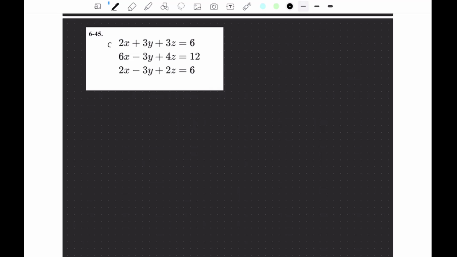I'm going to label these just for conversation purposes. This is equation A, this is equation B, and this one's equation C, right? I'm going to start off with A and B and put these 2 together, and when I add them, guess what's going to happen to my y's? They're going to get eliminated, right? So I'm going to start off with 2x plus 3y plus 3z equals 6, and B, which was 6x minus 3y plus 4z equals 12.